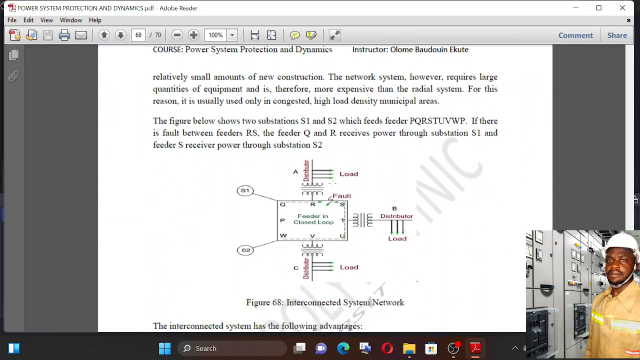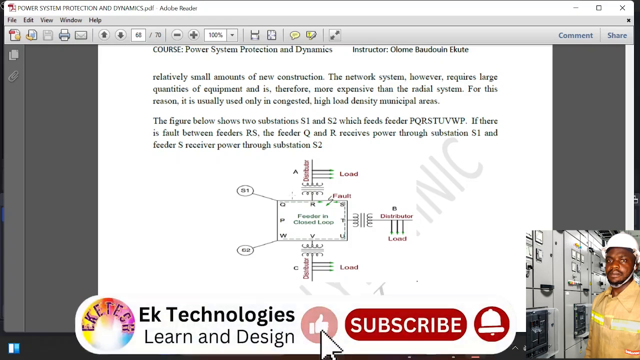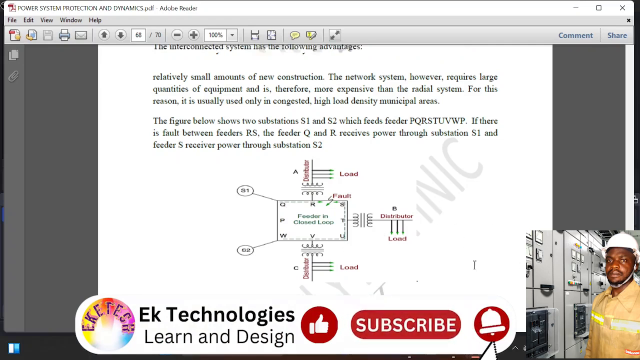It is still a ring system network, but now on the feeders we have many substations, not only one. There are many substations at the level of the feeder, such that if there is a fault on one substation, the other substation still supplies the feeder. So that's a major advantage and it's very good. So interconnected systems are the best.